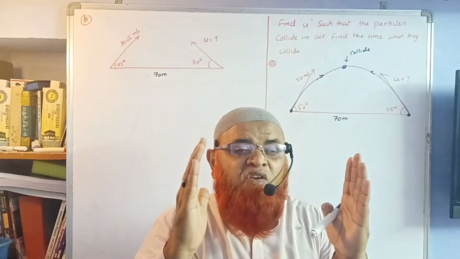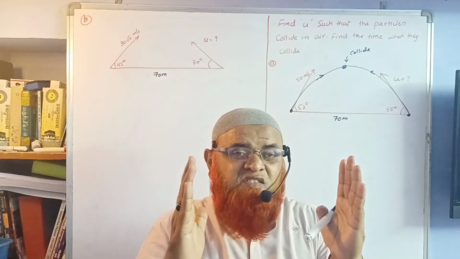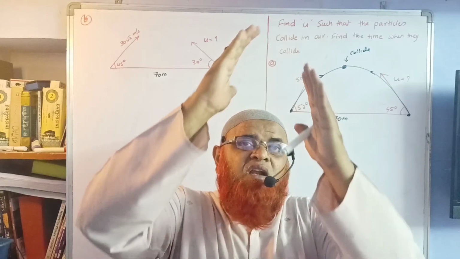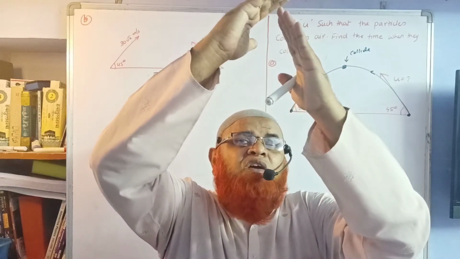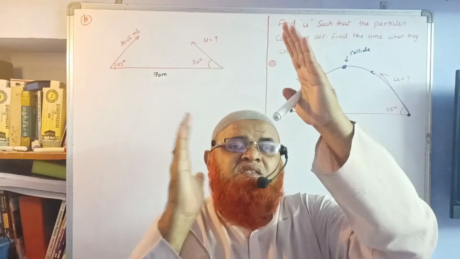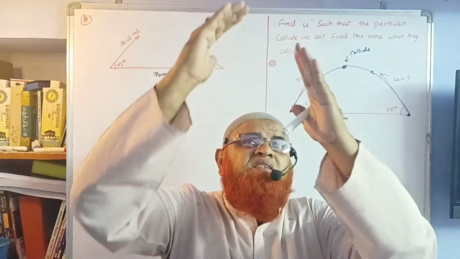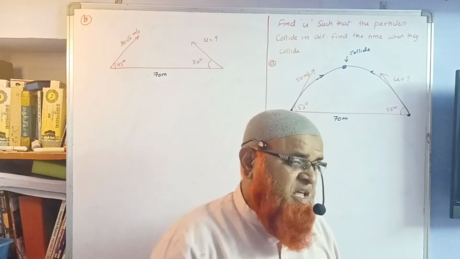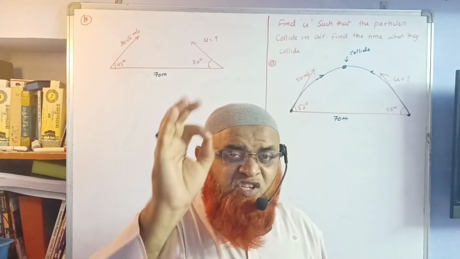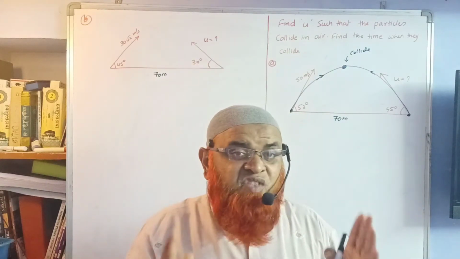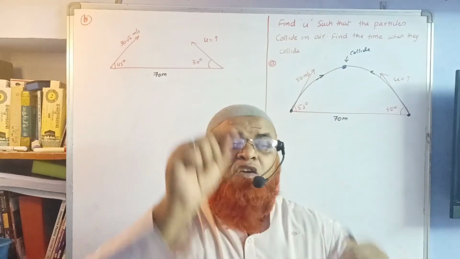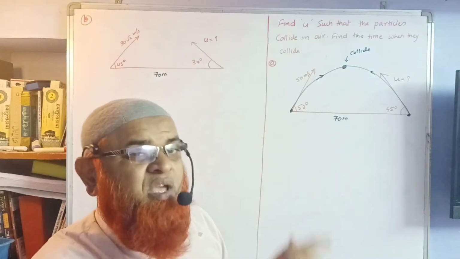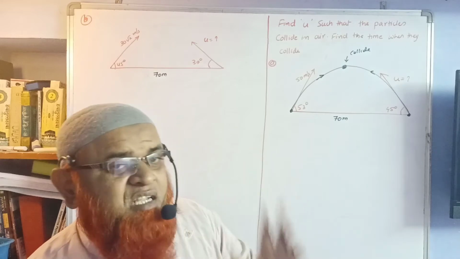If the vertical components of velocities are different, for example, if the left side body has more velocity compared to the right side, then they won't collide. They escape from each other. The first one will move with higher speed, so they will escape from each other. So the condition which you need to remember is that their vertical components should be the same for collision to take place. That is the clue here. If you understand this, then it is very easy.